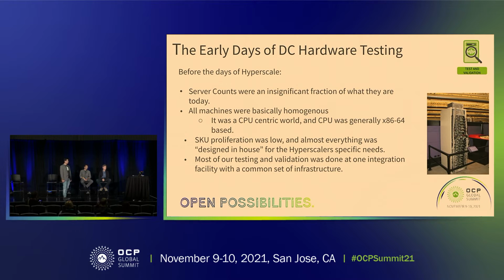So what we really want to start with is the early days of DC hardware testing. I probably shouldn't say that because my first processor really was an Intel Pentium 120 megahertz processor. Some people here probably have a little more knowledge than I do. But back in the day in data centers, server counts were really not that high. We really only had single unit processor kind of things that we were dealing with. Units were very homogeneous across the board. They were very similar. You were building units that were basically built to be tested and utilized in a very specific way. So people were building units in-house.